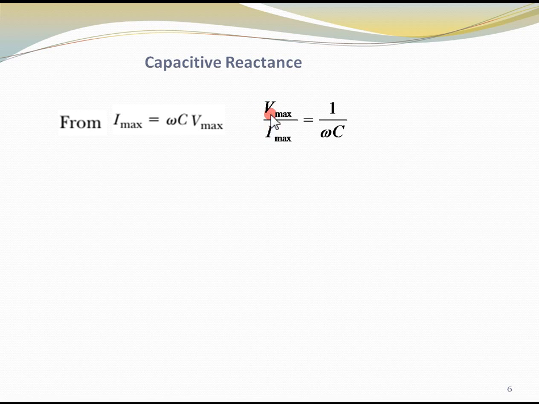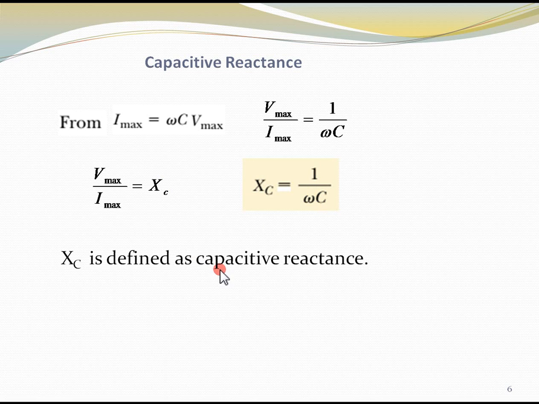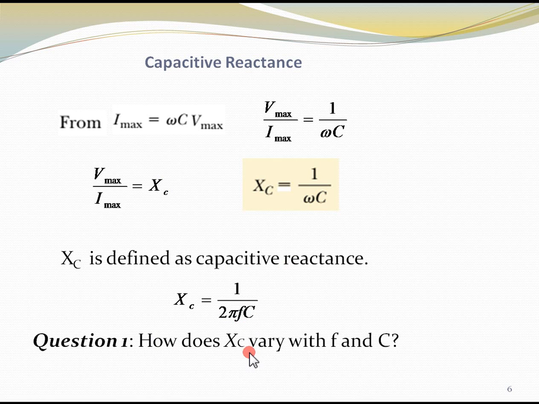For a capacitor, it is capacitive reactance, and we represent it by the symbol XC. XC, capacitive reactance, is 1 over omega times C. It's defined as capacitive reactance, and omega is 2 pi f, times C. And how does XC vary with f and C? When the frequency is large, XC will be small. When the capacitance is large, XC is also small.